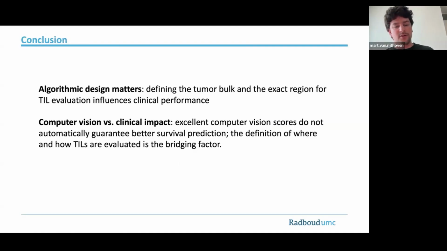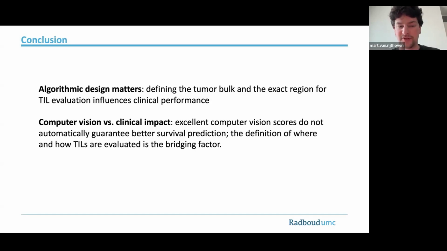I'm already at the conclusion. So based on these results, we could say that algorithm design matters. So really defining the tumor bulk and how wide you have the tumor border of this tumor bulk actually impacts the clinical performance.